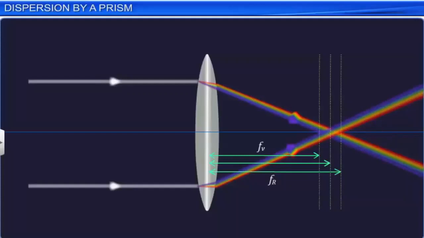This inability of the lens to focus all the colors at one point is called chromatic aberration. Because of this, multiple colored images of an object are formed at different focal points. The image formed by violet rays is closer to the lens than the image formed by red rays. In the case of a convex lens, these images are in the direction of the incident light and hence the chromatic aberration is positive.